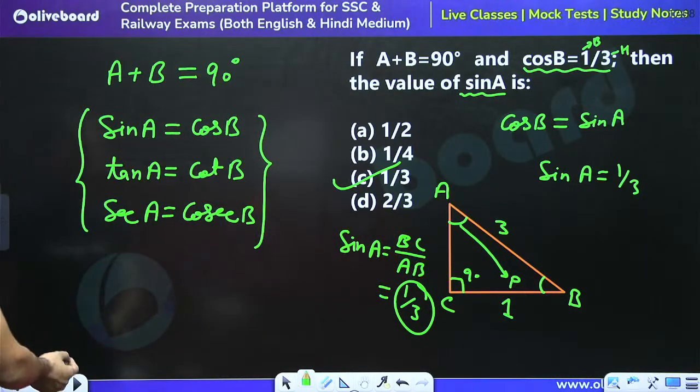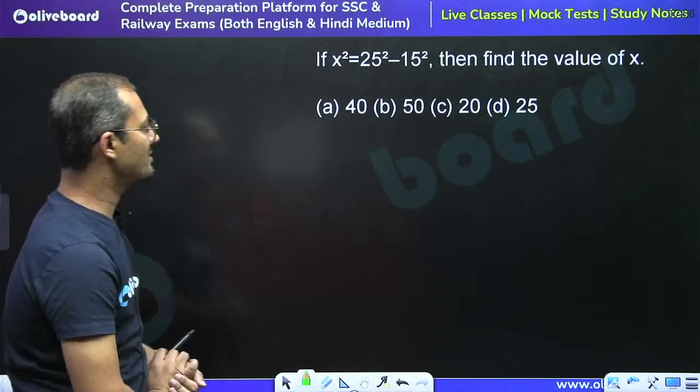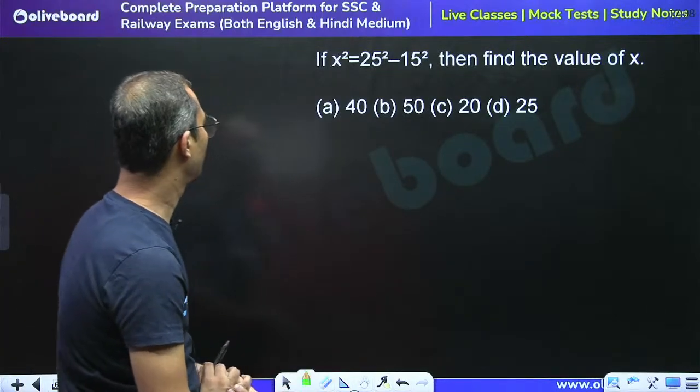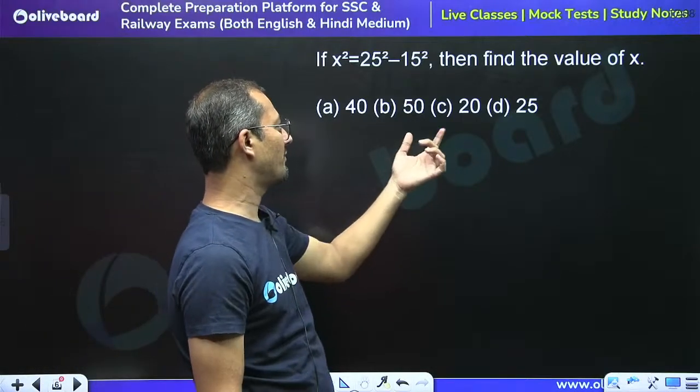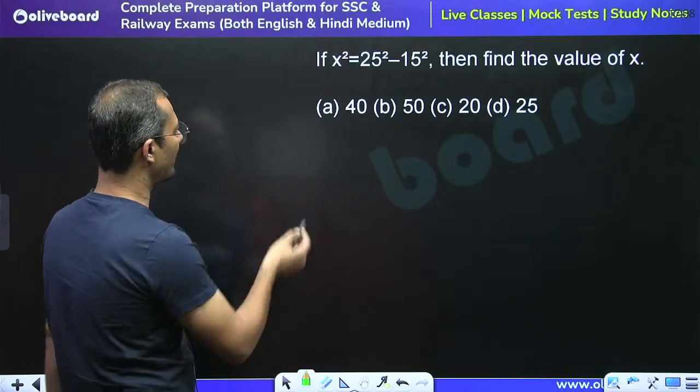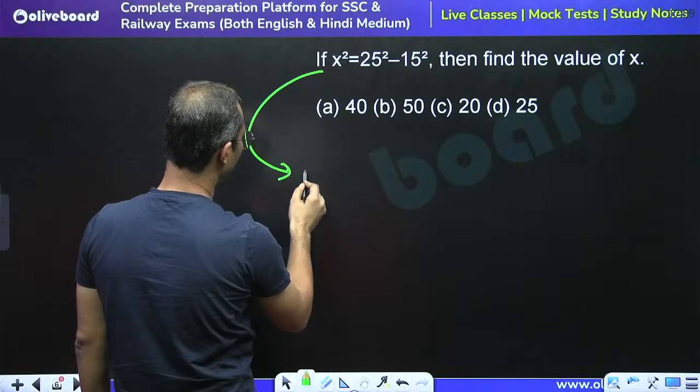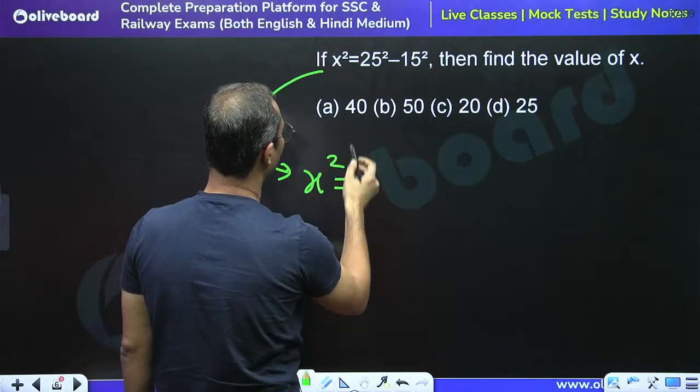So moving to next question. Tell me what is the answer for this question. X square is equal to 25 square minus 15 square, then find the value of x. Again, this is a very simple question. So we can say that x square is equal to how much?